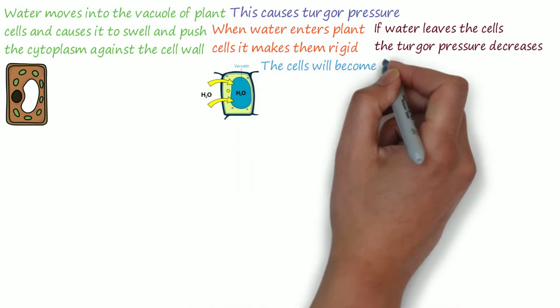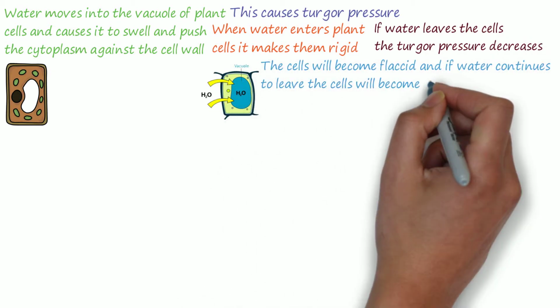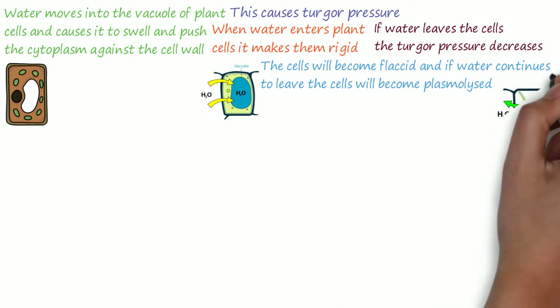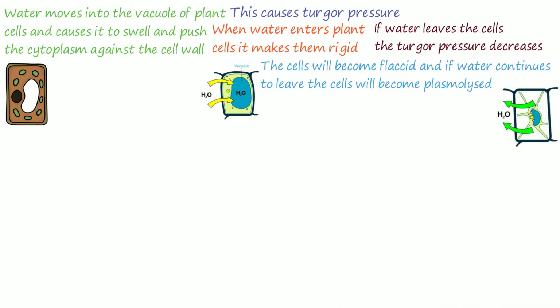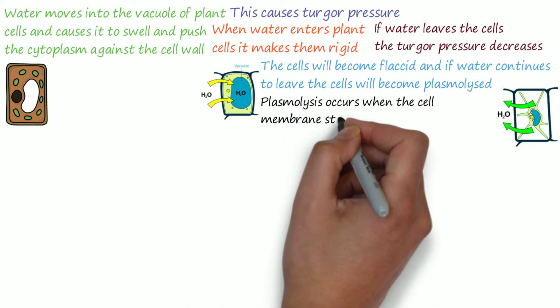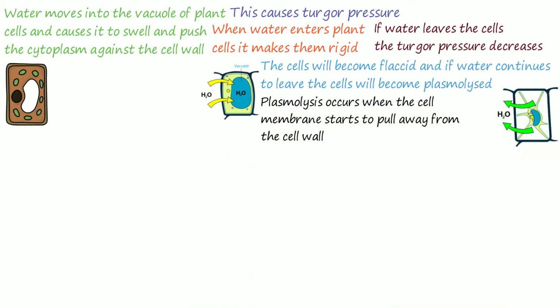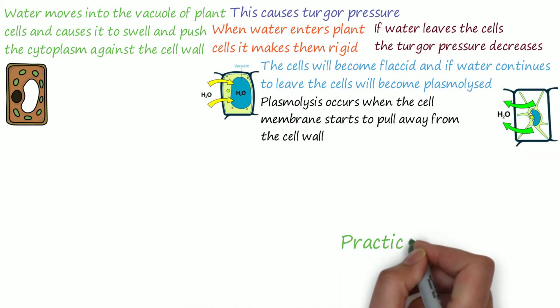But if water leaves the cells by osmosis, the turgor pressure decreases. This means the cell becomes flaccid, and if the water continues to leave, the cell will become plasmolysed. Plasmolysis occurs when the cell membrane starts to pull away from the cell wall.